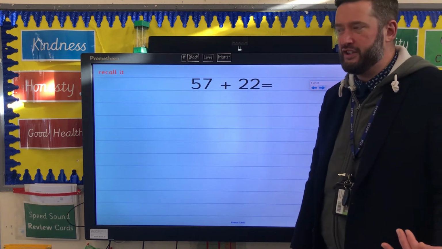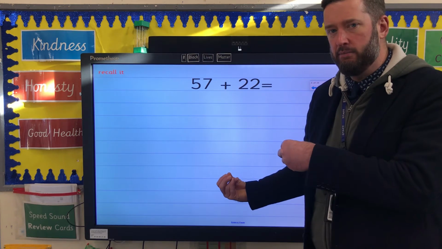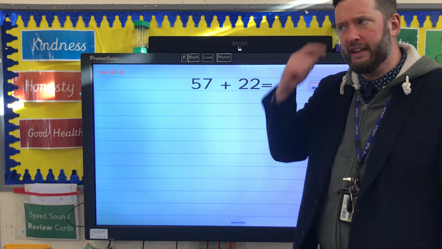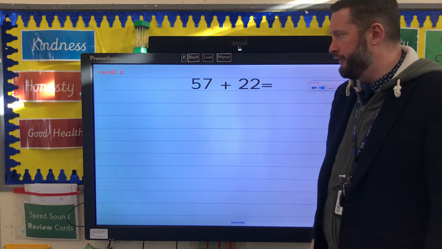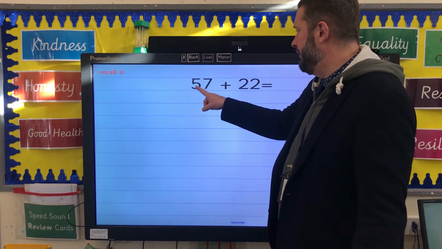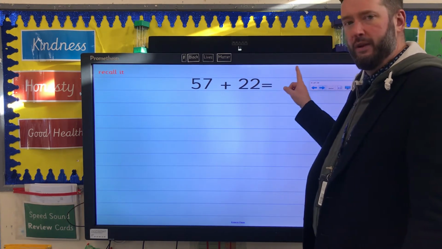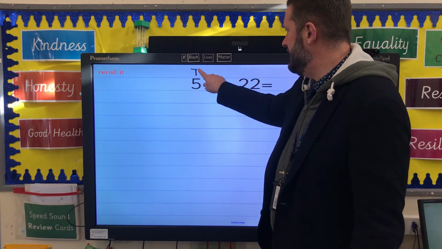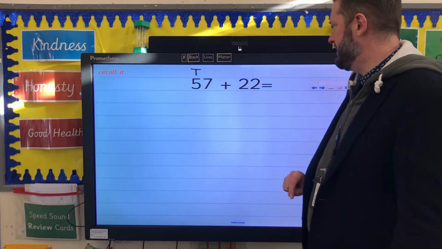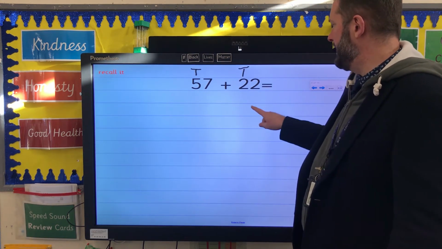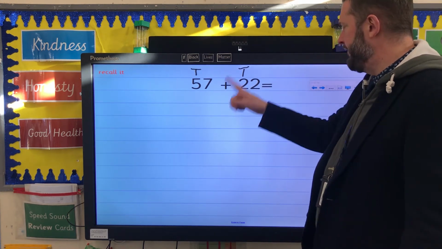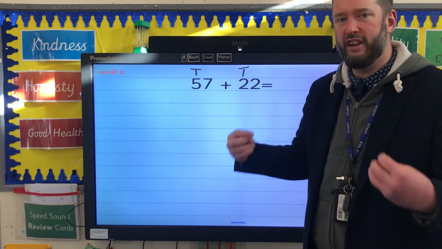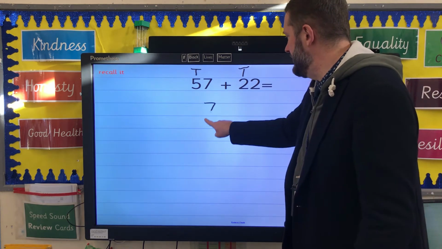Right, third strategy. If that's too easy for you to draw a place value chart, see if you can recall it. See if you can think and use your number facts to solve it. So read the calculation with me. 57 add 22 equals. Right, so I'm going to look at the first number and I can see that it's got 5 tens. And my second number has 2 tens. So 5 tens and 2 tens, 5 and 2 make 7. So there must be 7 tens, which is 70.